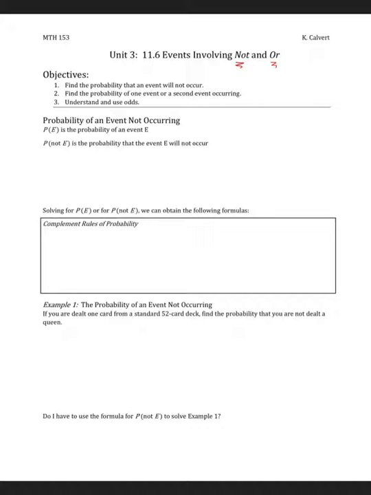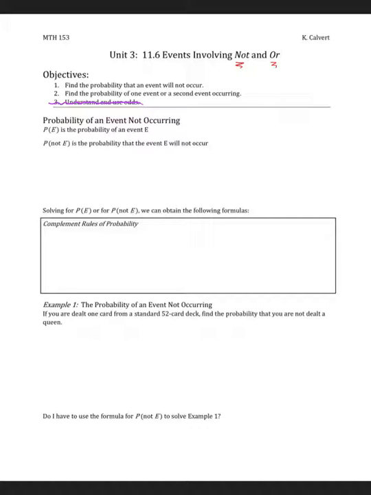So what we're going to be looking at is: find the probability that an event will not occur, and then find the probability of one event or a second event occurring. And like I said, this last one, understand and use odds, we're going to cross that one off our list for this semester. So let's go ahead and start with the first two things.